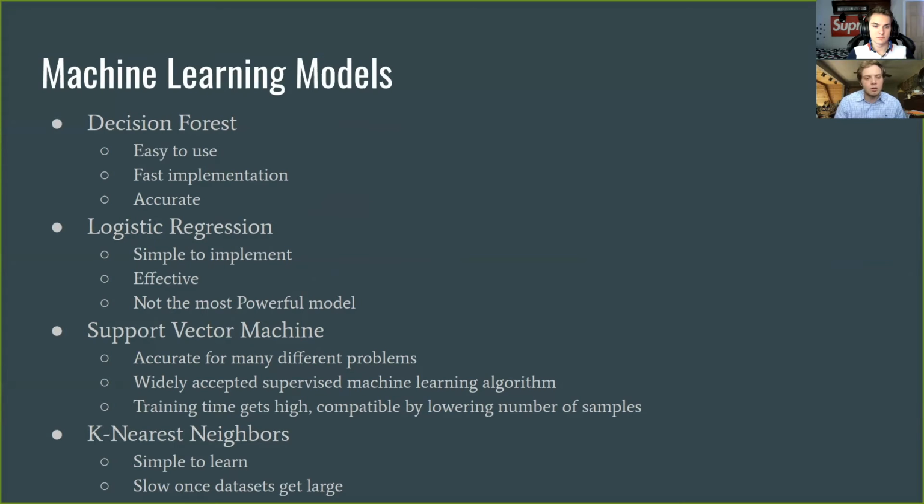Next, we have Support Vector Machine. This is accurate for many different problems and is widely accepted as a machine learning algorithm. But the downside of this is that training time gets very, very high once the data sets get bigger. And a way to combat this is to lower the number of samples that we're taking from the data sets. Lastly, we have the K nearest neighbor. This is easy to learn, but just like Support Vector Machine, it gets slow once the data sets get large.